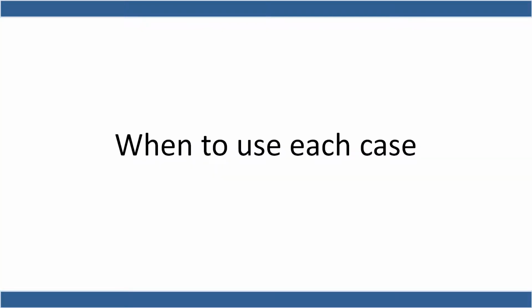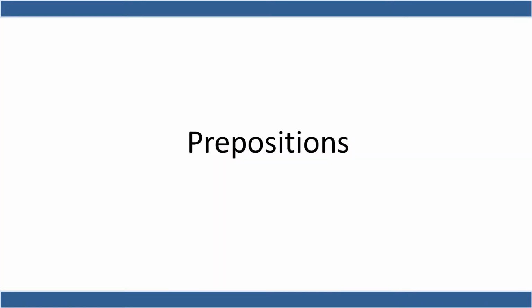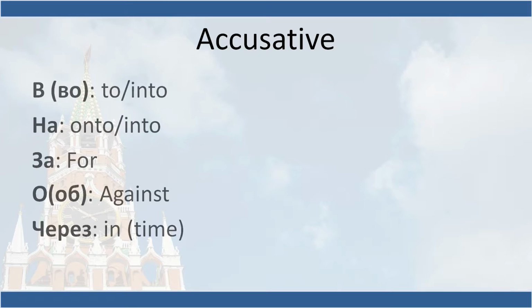When to use each case. You work out which case to use by looking at the prepositions or the verb before the noun. Prepositions. Accusative. I'm not going to list all these, just the common ones. I'll put another link to a wiki post with all of them in the description. В, in or into; на, onto; за, for; об, against; через, through; in, meaning in time.